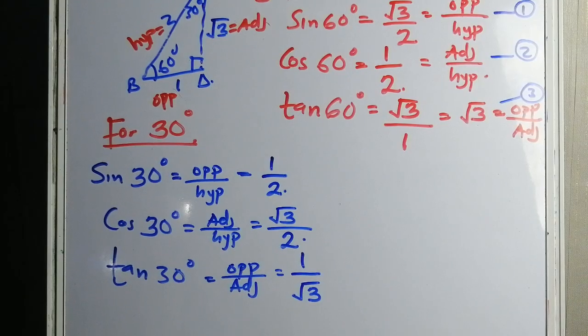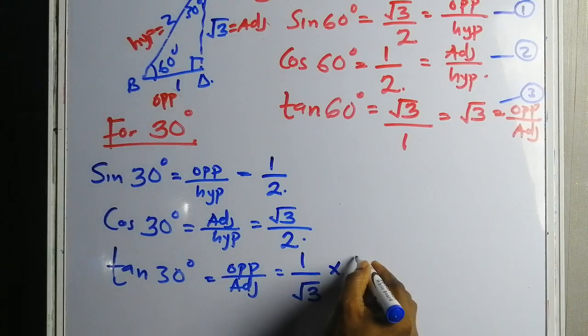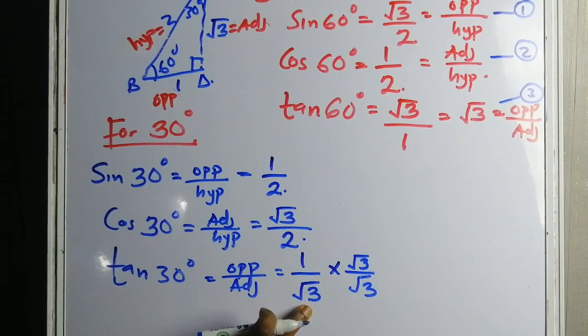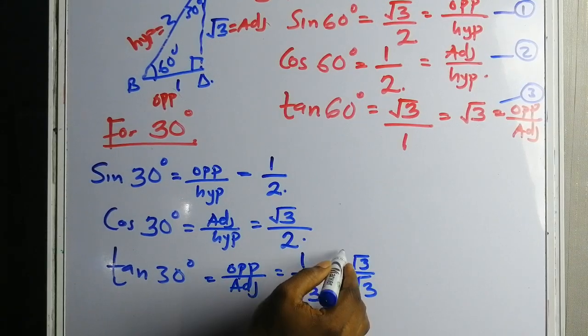Don't forget, in short form, you don't leave root 3 at the denominator. What do you need to do? You can rationalize this because I'm having root 3 at the denominator. If I want to rationalize it, I multiply both the numerator and the denominator by the short form at the denominator. What's the short form at the denominator? Root 3. So it's very simple: root 3 times root 3.